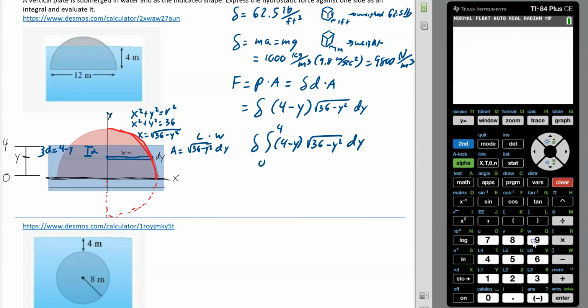So our delta was 9,800 times math 9. There's our integral from 0 to 4, and then 4 minus, we'll use x. You can use y if you want. It doesn't really matter. You just pick a letter. Just like over here, you could have made this the x-axis and that the y-axis. It would have worked fine.